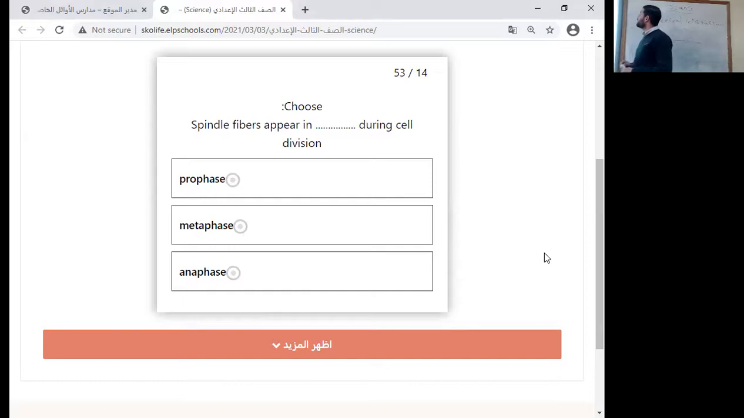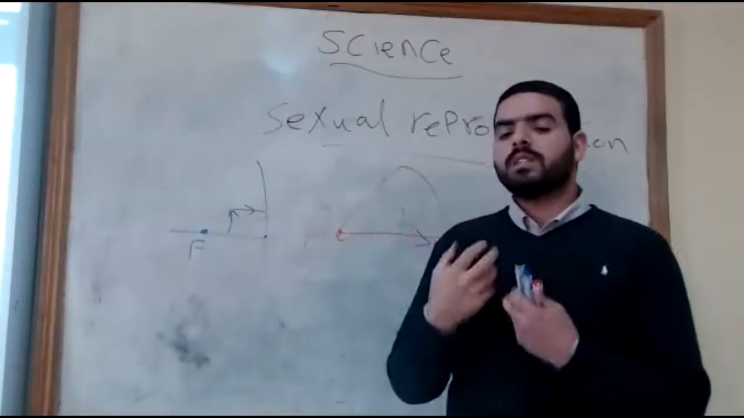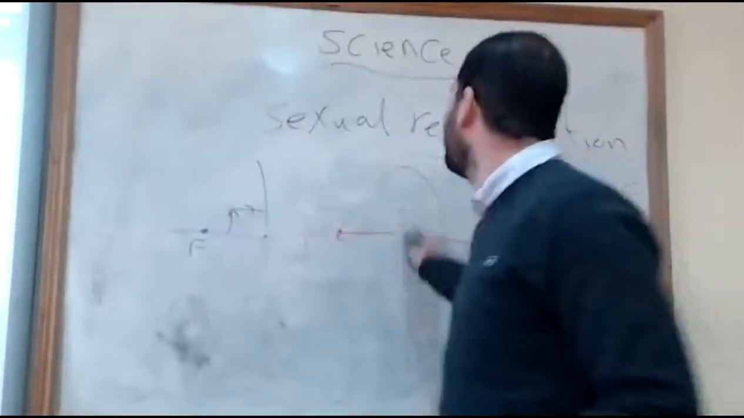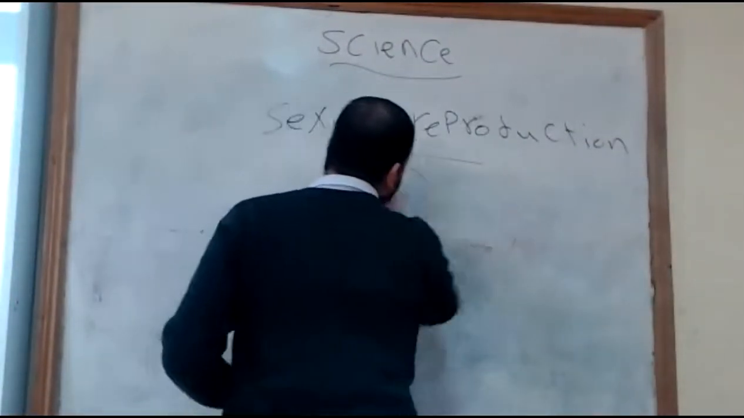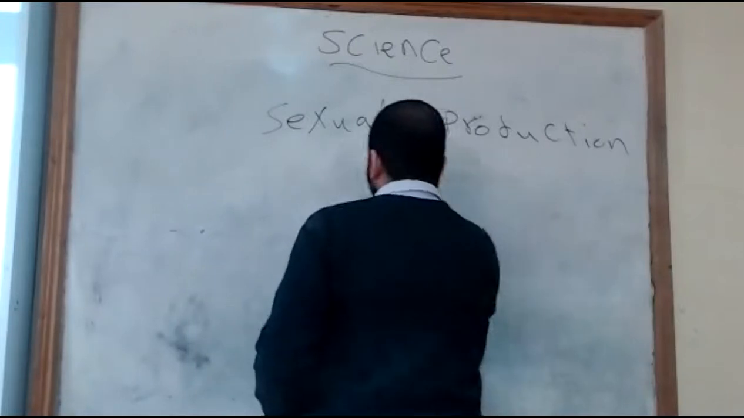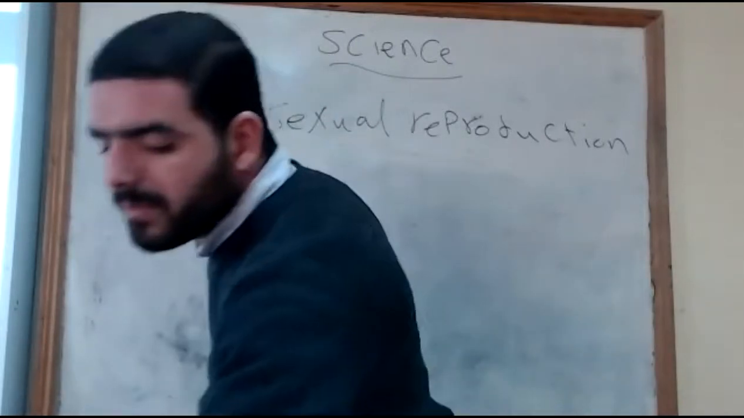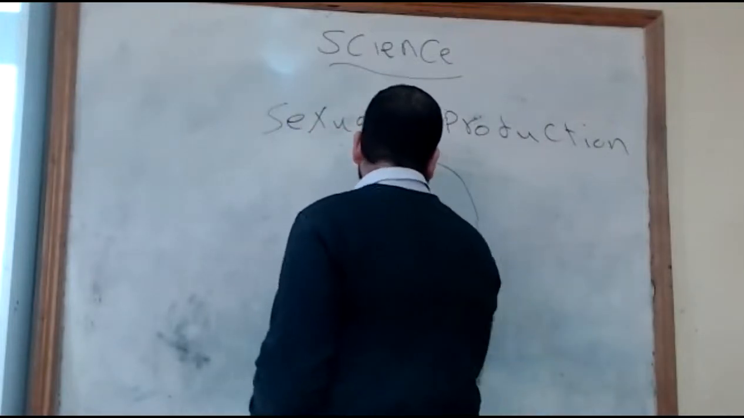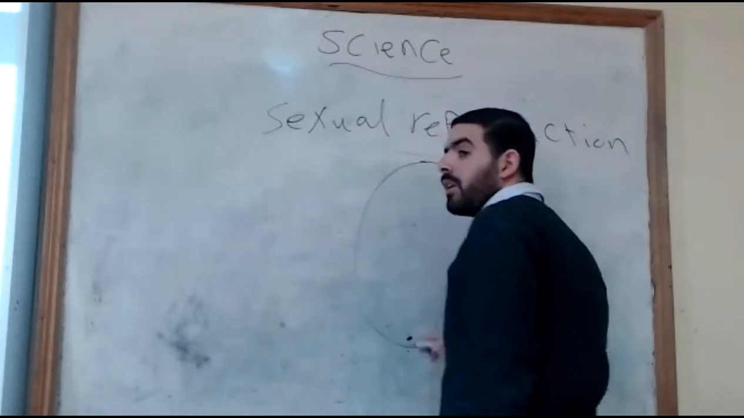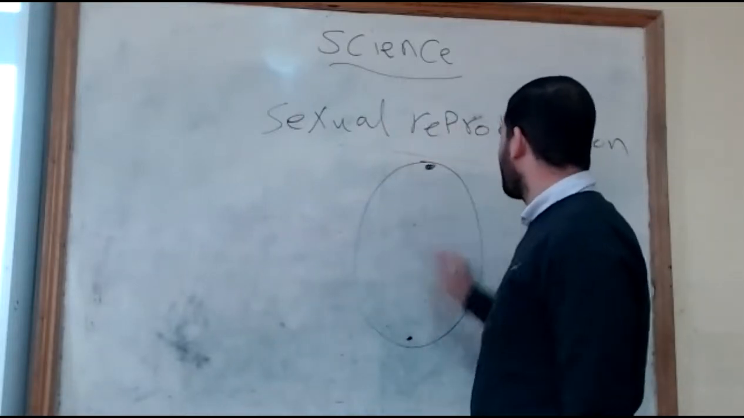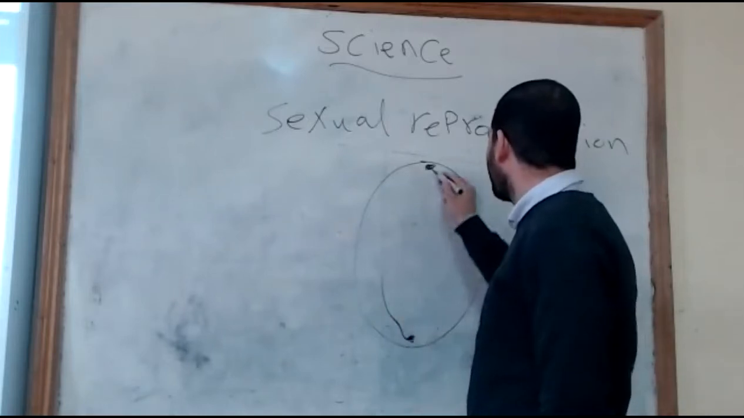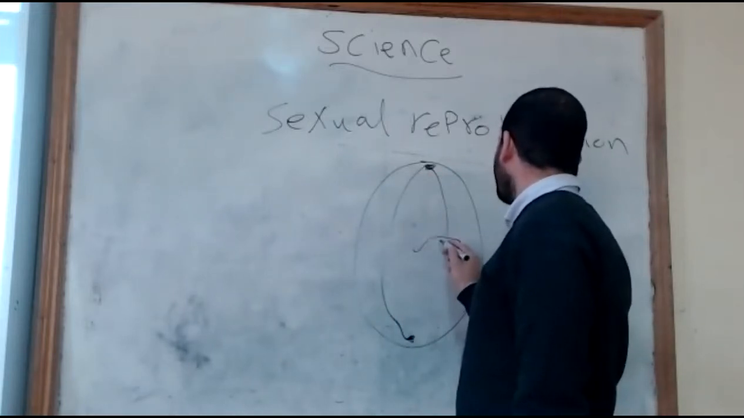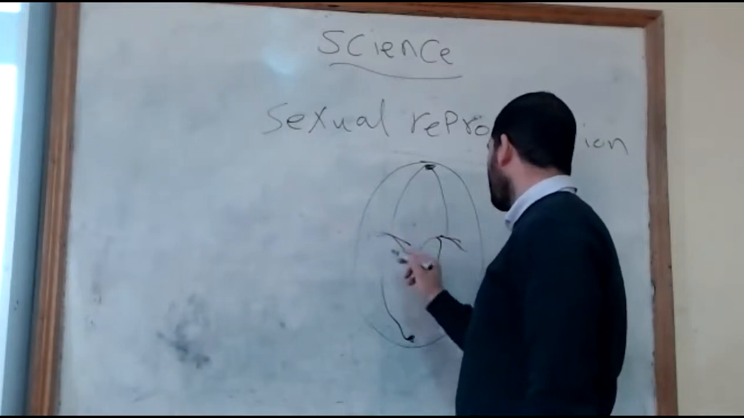The spindle fibers appear in space during cell division. The spindle fibers are responsible for withdrawal of chromosomes towards each pole of the cell, and their importance appears especially in anaphase. They are produced from the centrosome and begin to withdraw the chromosomes towards each pole of the cell.